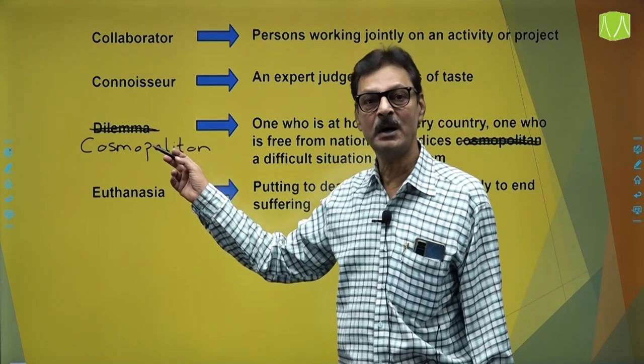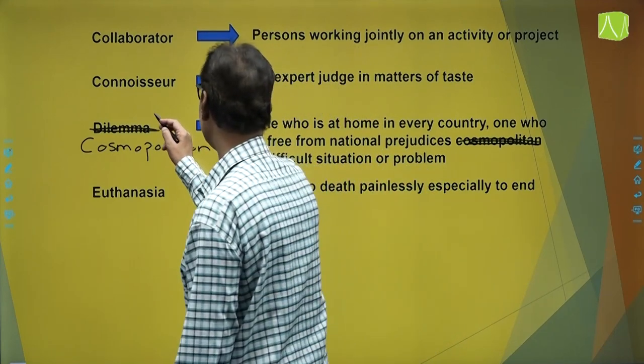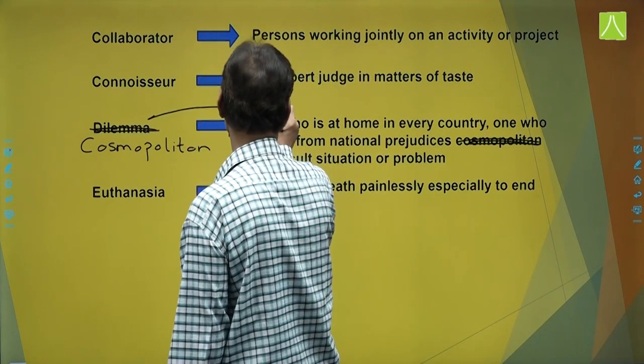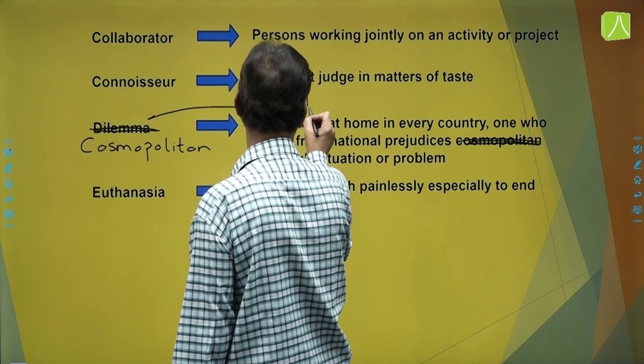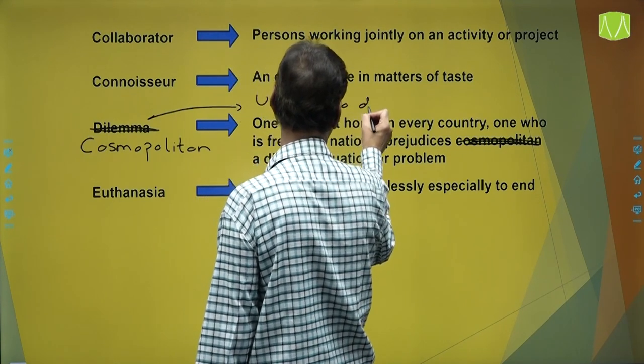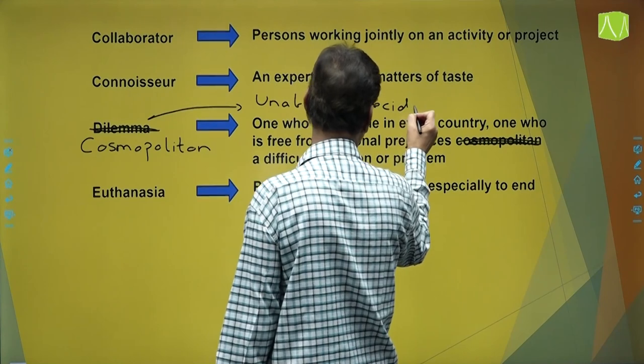What is the meaning of this dilemma? Dilemma is undecided. Dilemma's meaning is undecided. Unable to decide. One who is unable to decide. One who is confused.